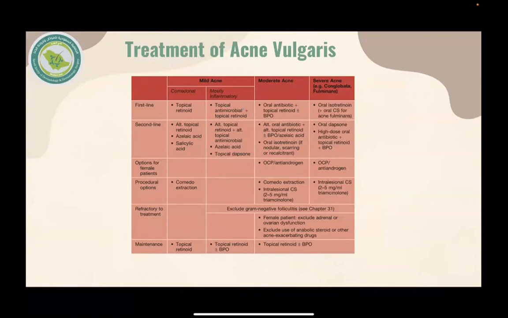So in mild acne, we use topicals like topical retinoids and topical antimicrobials. We may use salicylic acid or azelaic acid as a second line. In moderate acne, we have to add oral antibiotics plus the topical retinoids, benzoyl peroxide, and adapalene. In severe acne, we may start oral isotretinoin, or high dose of oral antibiotic as a second line.